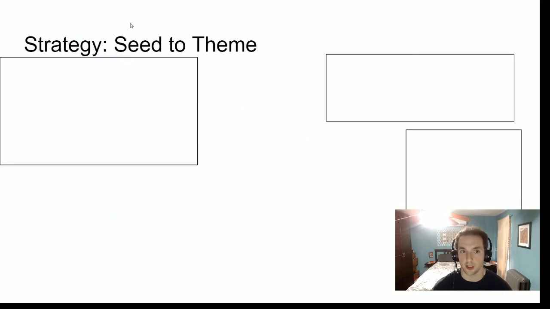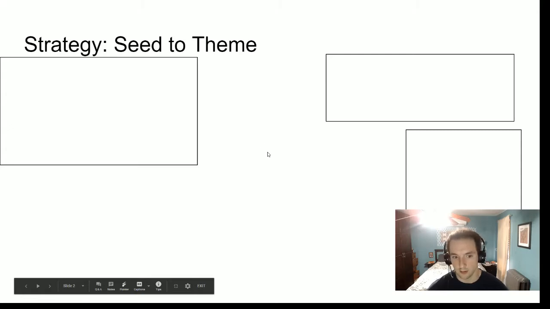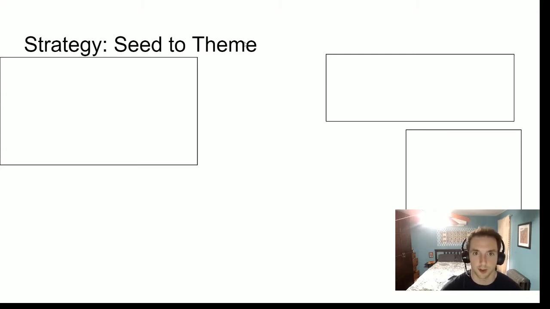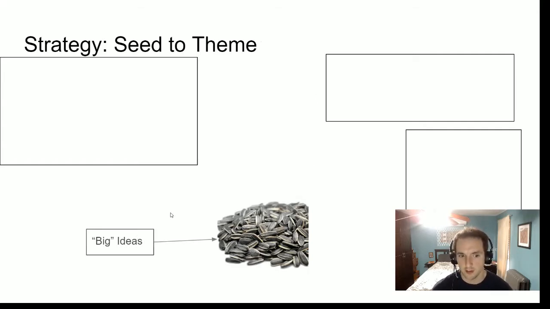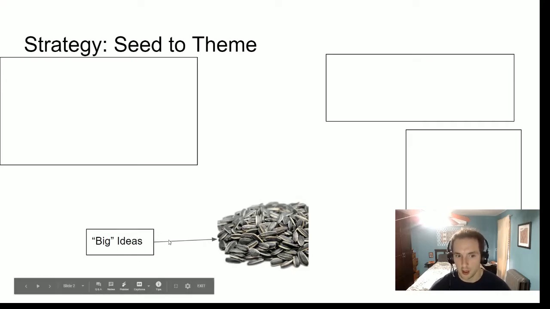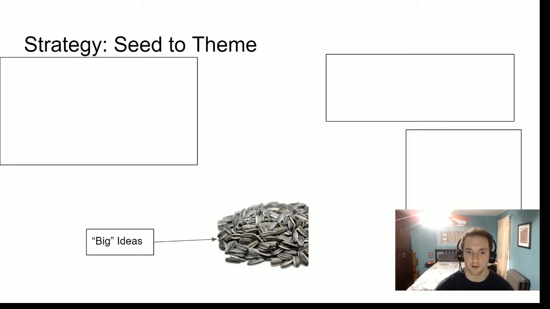Now, our strategy, seed to theme. Ignore the boxes, you'll see what they mean in a second. I'm still working on some of these fancy technology things. So, seed to theme might sound weird, but here's what I mean by it. Our goal is we're going to start with a small seed, but these small seeds actually represent big ideas. I know, a little weird. And what I mean by big ideas are topics that can cover a whole bunch of different aspects of life.